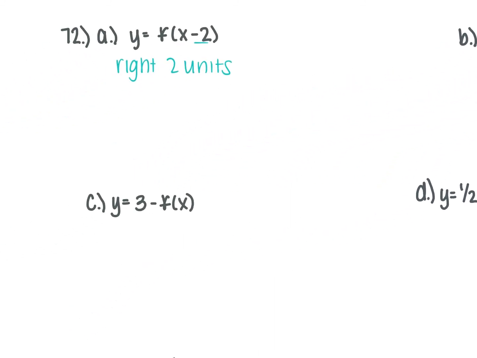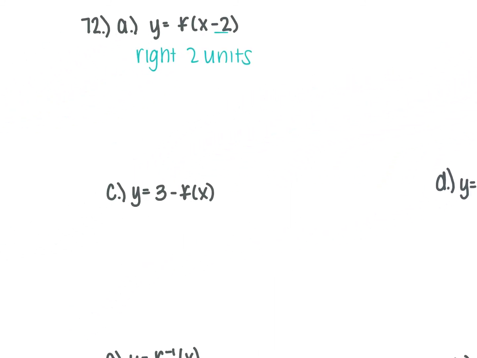For C, we have y is equal to 3 minus f of x. I would rewrite this one to be y is equal to opposite of f of x plus 3. So that negative that's in front of f of x, again, we're reflecting vertically, so we reflect across the x-axis.